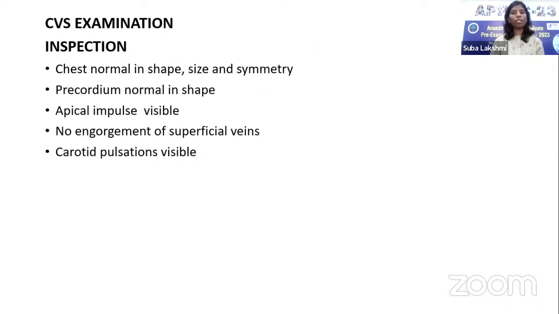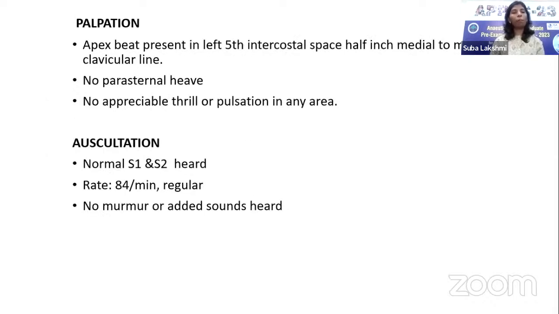CVS examination. On inspection, chest appears normal in shape, size, and symmetry. Precordium is normal in shape. Apical impulse visible. No engorgement of superficial veins. Carotid pulsation visible. Palpation. Apex present in left 5th intercostal space, half inch medial to mid-clavicular line. No parasternal heave. No appreciable thrill or pulsation in any area.